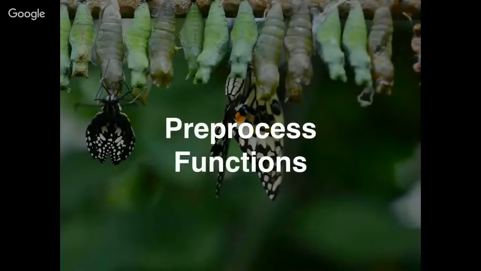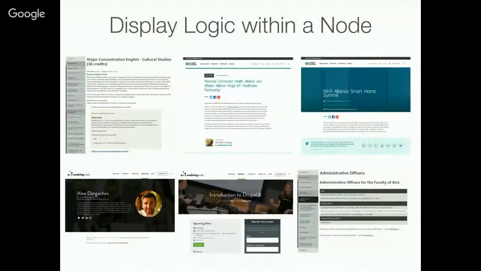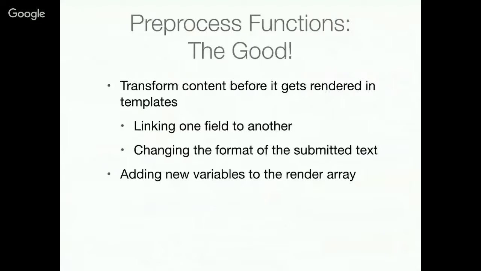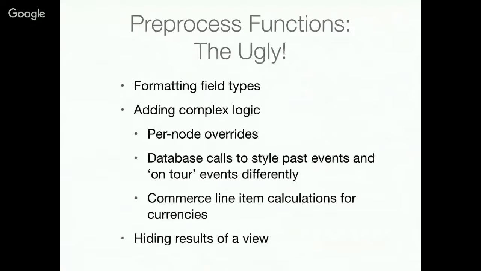So with Drupal 8, we still have preprocess functions. And this is one of the main ways that we can customize the logic of the display of content. So you might have lots of different use cases for doing this. Some use cases that really make sense would be things like linking one field to another field, where you want to combine two fields and display them in a way where you need the content of both fields. Or let's say you want to just change the format of the submitted text. Great use case for a preprocess function. Maybe you want to add some variables to the content that are simple, that you just want to put in there.